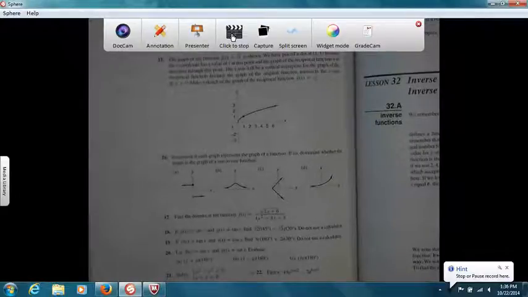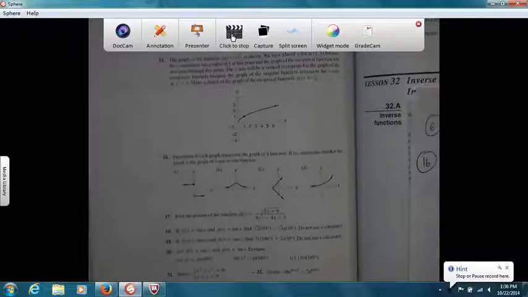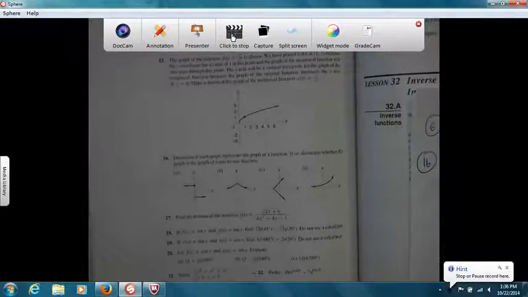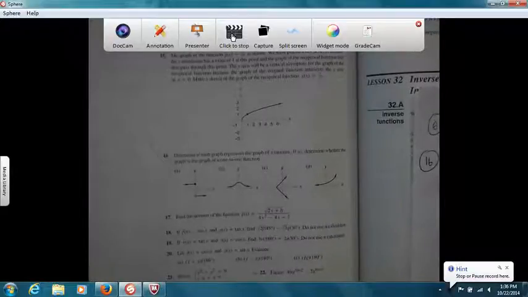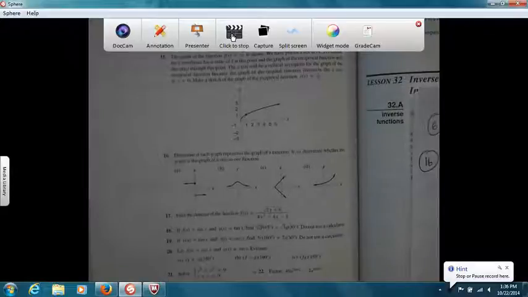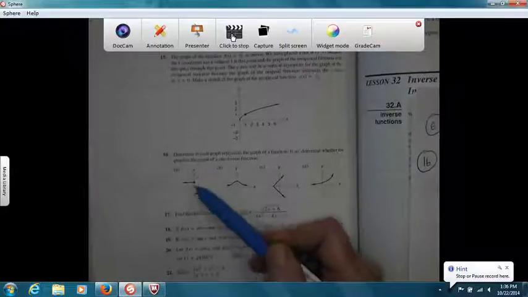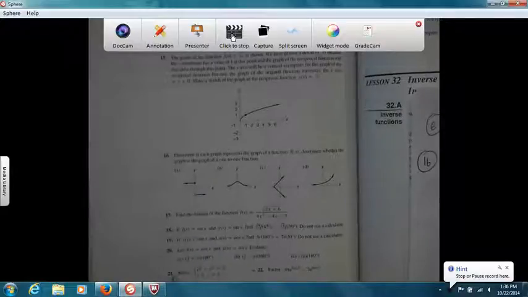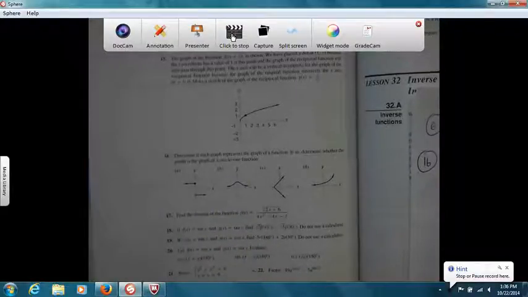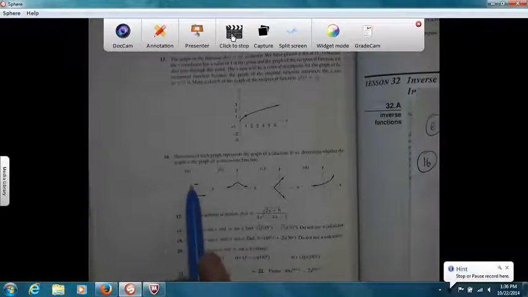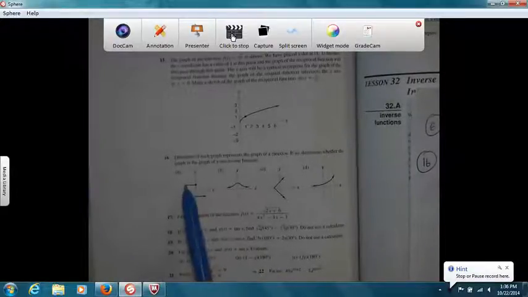Anyway, it says, determine if each graph, you guys can look in your book if you can't read the graphs up here, represents the graph of a function. If so, determine whether the graph is a one-to-one function. Do you guys all know the vertical line test? That's for whether it's a function or not. So this one actually passes because the top dot is filled in, but the bottom dot is not. So that passes. Now, the one-to-one test is actually a horizontal line test. It does not pass the horizontal line test, because I would hit it in all these different places.